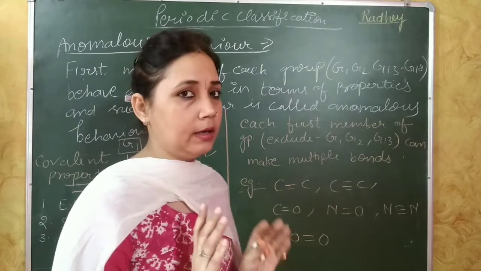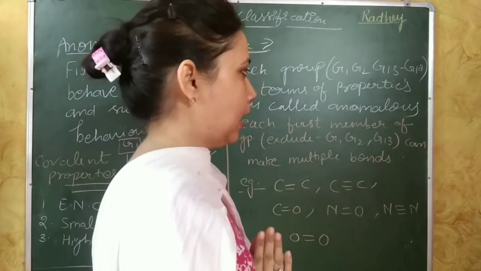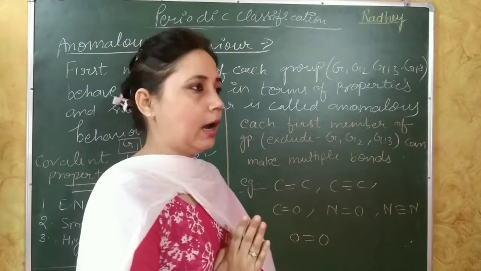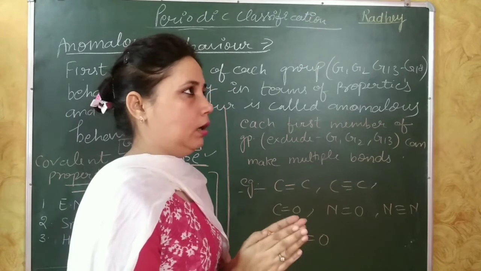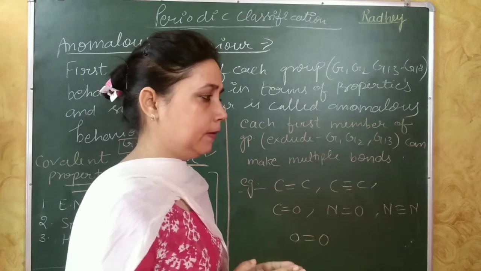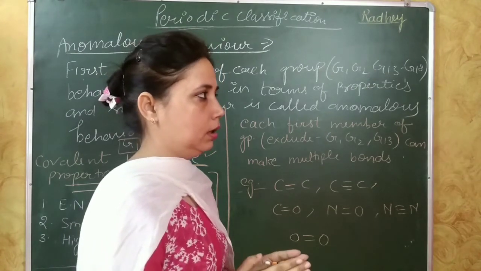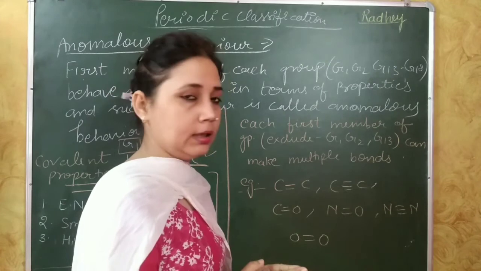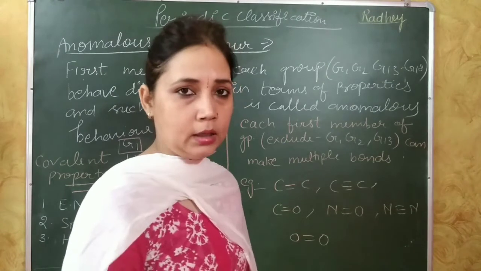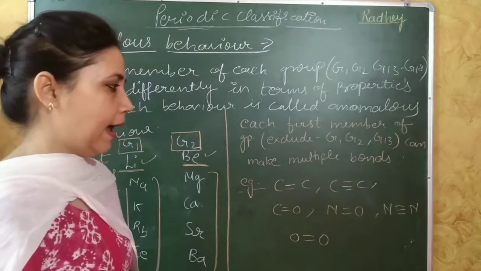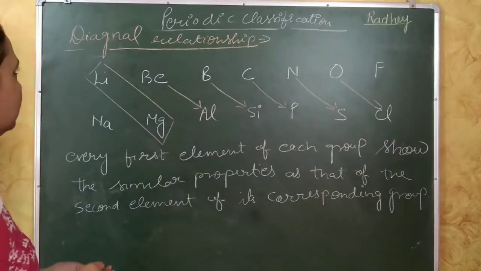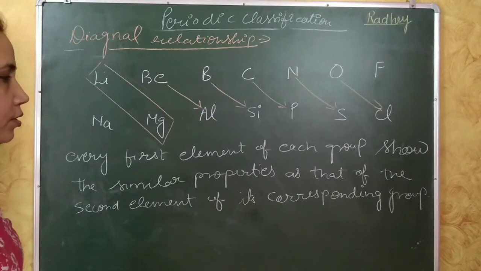Now we have our last topic of this unit, that is diagonal relationship. We will understand it. Now the unit is over. We will start the next unit from the next lecture, and your revision test will be held. I will decide the date and tell you, and you just keep on learning and preparing this unit. Okay, so we will do the diagonal relationship now, right? Just see the diagonal relationship.